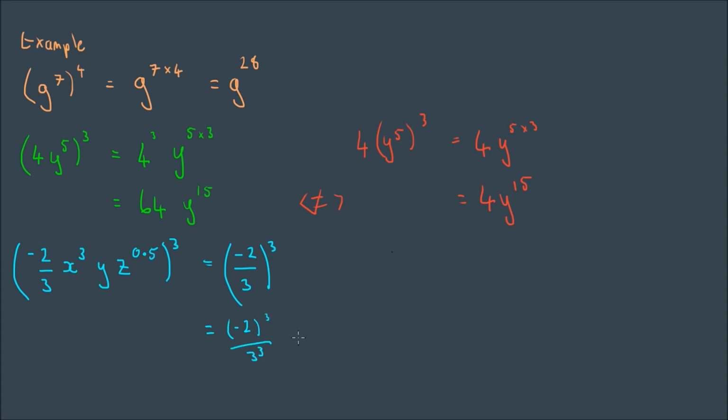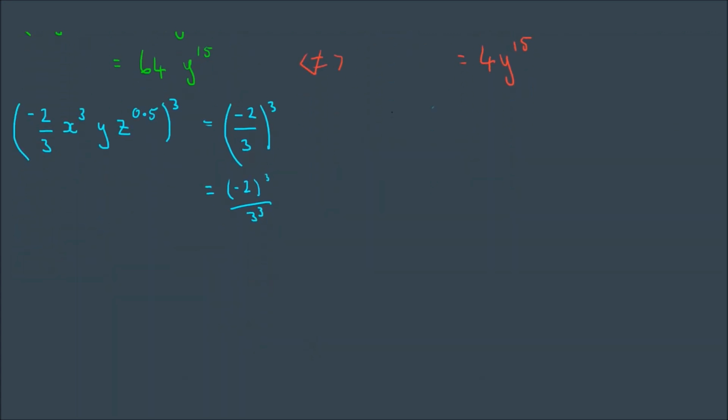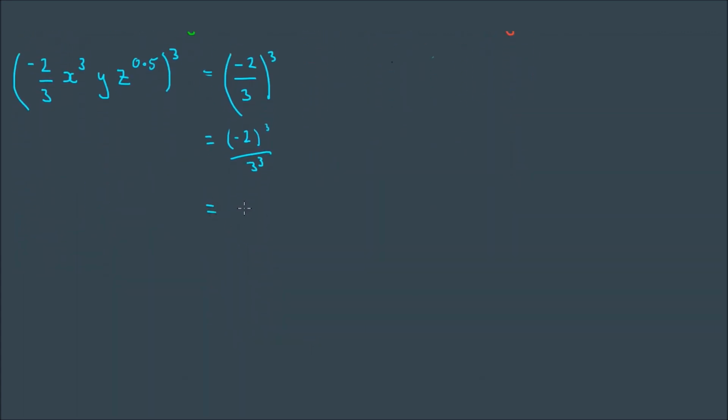Negative 2 to the power of 3 is going to give us negative 8 over 27. Now we just have to apply the powers one at a time using that same rule where we multiply the powers. y to the power of 1 times 3 is 3, and z to the power of 0.5 times 3, 0.5 times 3 is 1.5.